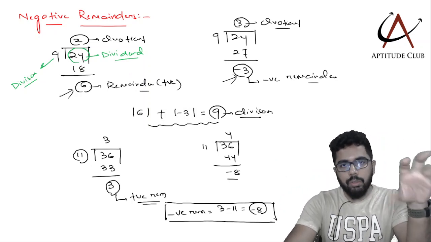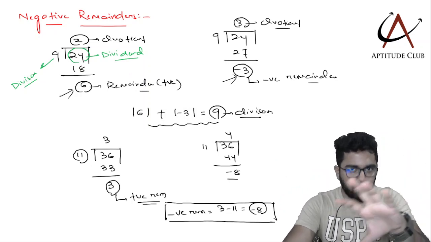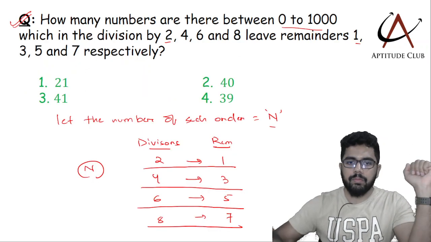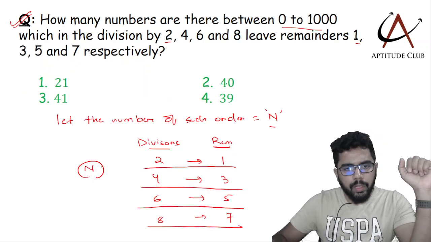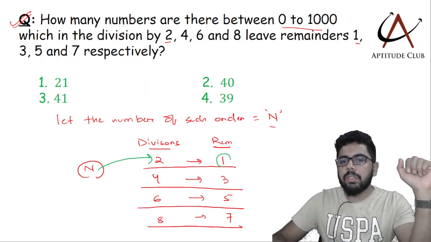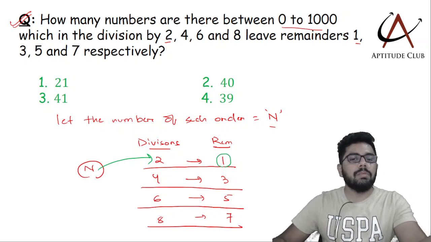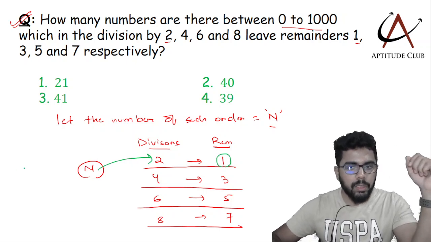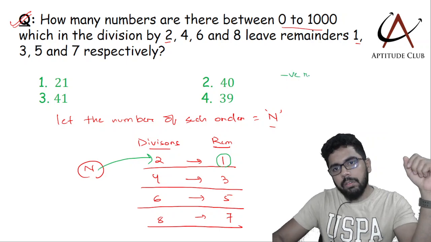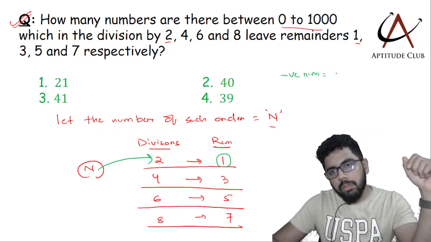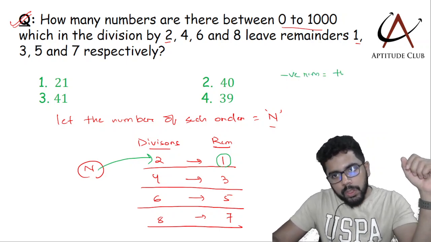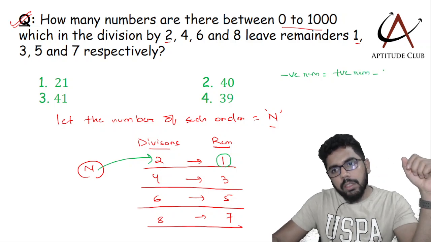Now that you have understood what a negative remainder is, let us put that into context in this question. This number n, when divided by 2, has a positive remainder of 1. What can be my negative remainder now? How do I get the negative remainder? Let me write it here again: negative remainder is equal to positive remainder minus the divisor.